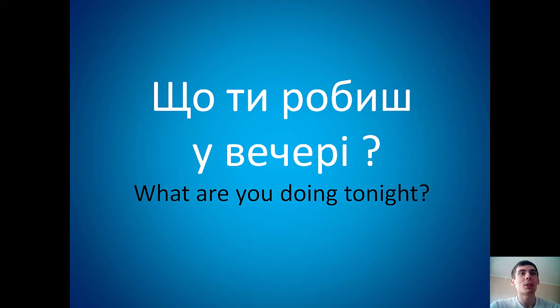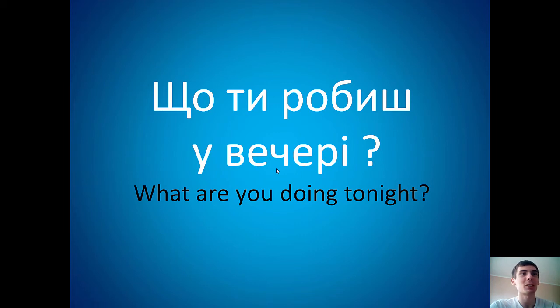Let's go on. What are you doing tonight? Що ти робиш увечері? Що, what, ти, you, робиш, are doing, увечері, tonight. Що ти робиш увечері? What are you doing tonight? Let's go out and have some fun. Yeah? Що ти робиш увечері? Once again, що ти робиш увечері?